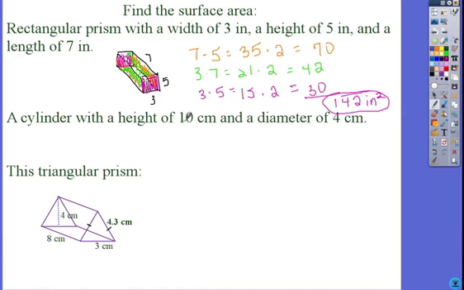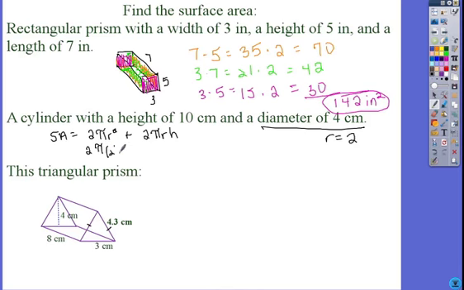Alright, a cylinder has a height of 10 and a diameter of 4. This is one where we just have to know the formula. The formula for the surface area of a cylinder is in 2 parts: the 2 circles, 2 pi r squared, and we add that to the rectangle, 2 pi r h. So, all I'm doing is filling in r and h. So 2 times pi, which we're using 3.14, times my radius. If my diameter is 4, the radius is 2. Okay? Be sure you're paying attention.